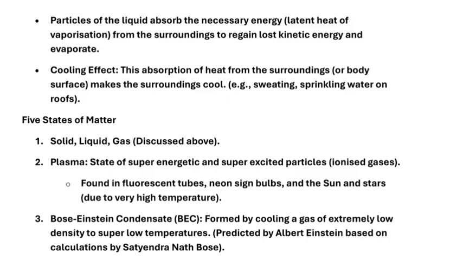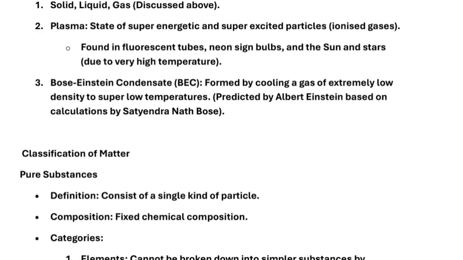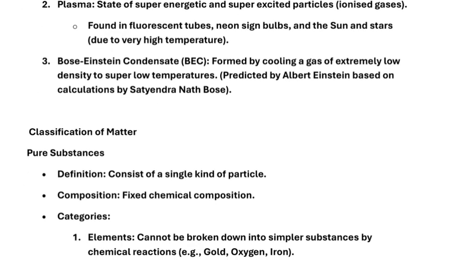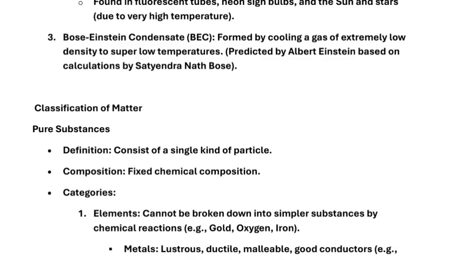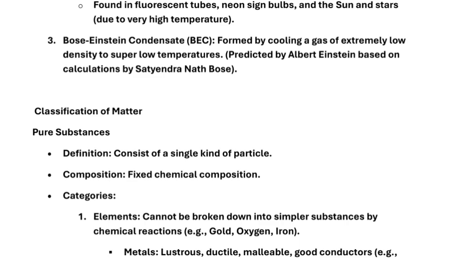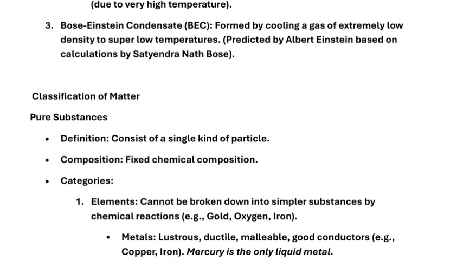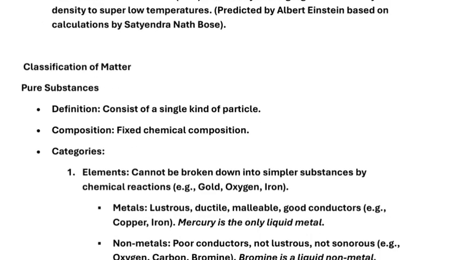5 states of matter. 1. Solid, liquid, gas, discussed above. 2. Plasma, state of super-energetic and super-excited particles, ionized gases. Found in fluorescent tubes, neon sign bulbs, and the sun and stars, due to very high temperature. 3. Bose-Einstein condensate, formed by cooling a gas of extremely low density to super low temperatures. Predicted by Albert Einstein based on calculations by Satyendranath Bose.